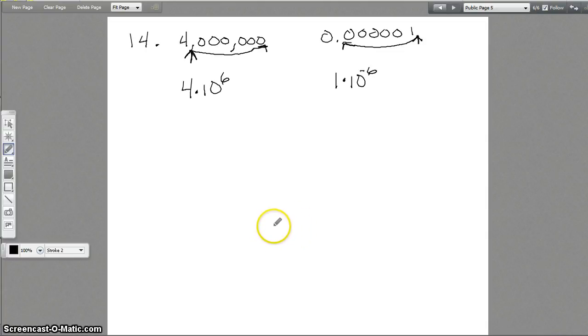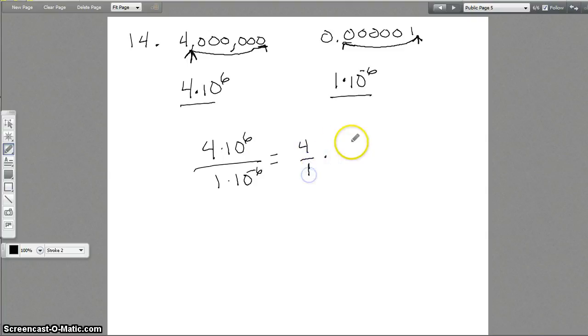Part B says, how many times heavier is the tree now than the seed from which it grew, which is this weight. So for part B, we're going to take 4 times 10 to the 6th and divide it by 1 times 10 to the negative 6. So we can split this up into two problems, 4 divided by 1 and 10 to the 6th divided by 10 to the negative 6.